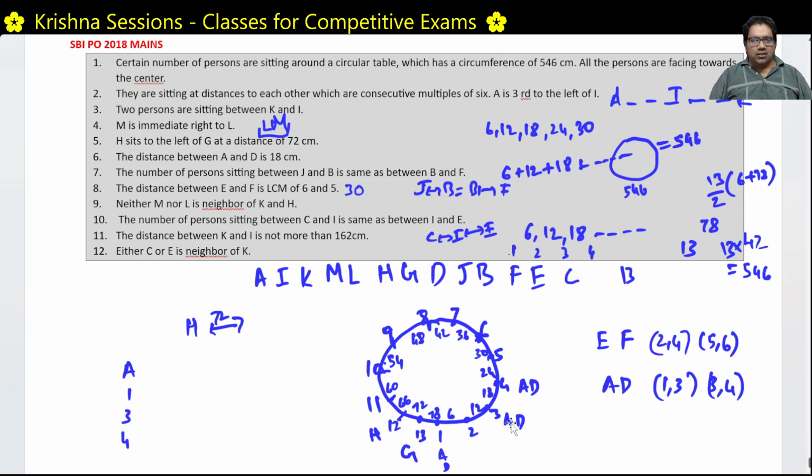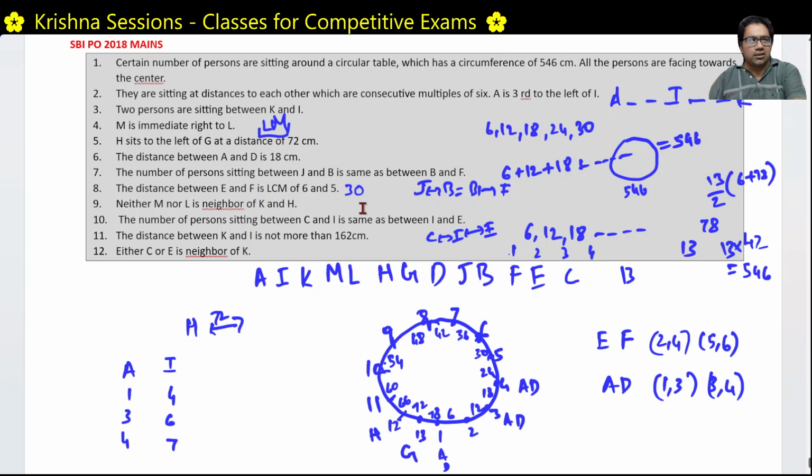If A sits at 1, D will sit at 3. If A sits at 3, D can sit at either 4 or 1, right? Then A is two places left of I, right? If A sits at 1, where will I sit? Because this is also given. If it sits around 2, 3, 4, 3, 4, 5, 6, 4, 5, 6, 7, right? That is the I's position, right?